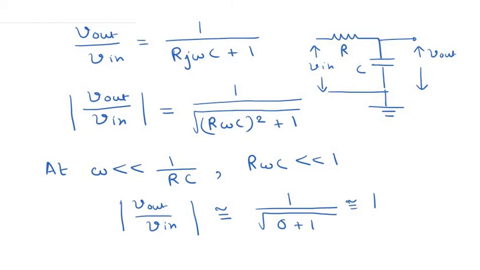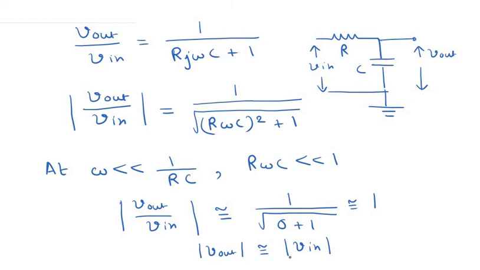So in that case, V out, or the magnitude of V out, is approximately equal to the magnitude of V in. Okay, so the signal that is at the input is completely deposited at the output.